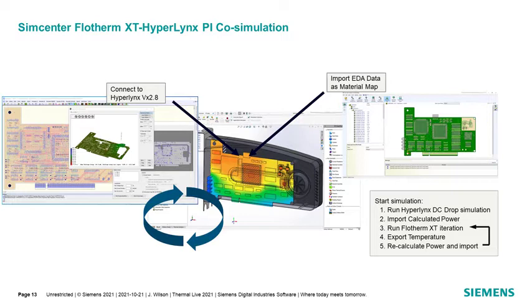What happens during the simulation is the DC drop simulation is performed, and then XT will import the calculated powers, at which point XT will run an iteration, export its temperatures to Hyperlinks PI, run the Hyperlinks PI solver, which will calculate the powers, and then XT will re-import those. And that loop will continue until the XT solver has converged or until the solver is stopped.